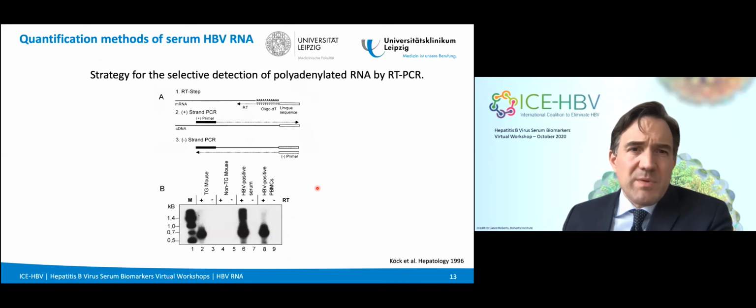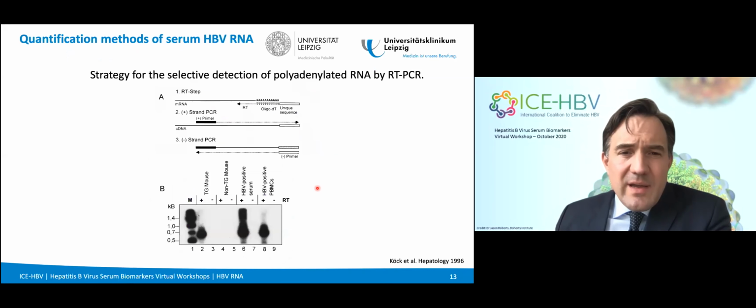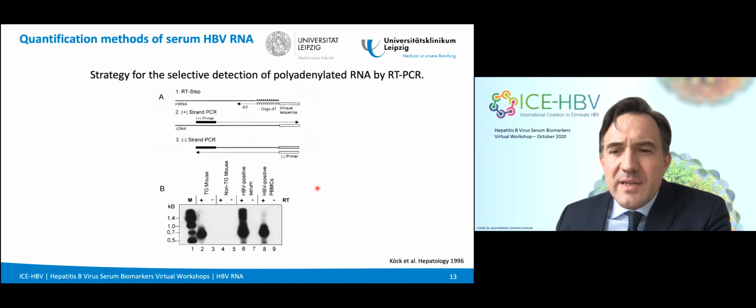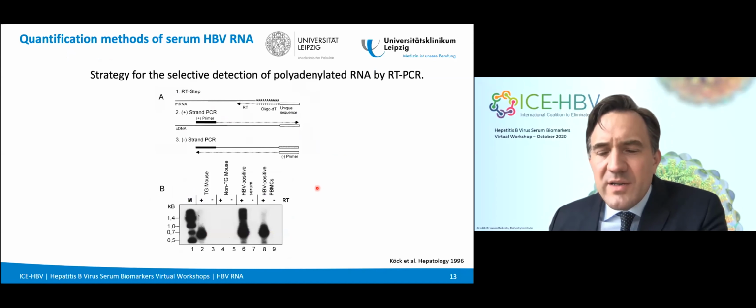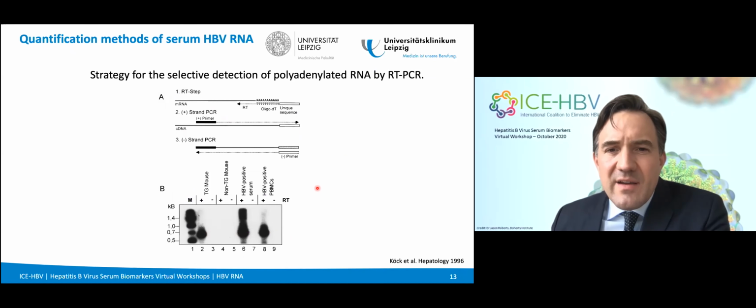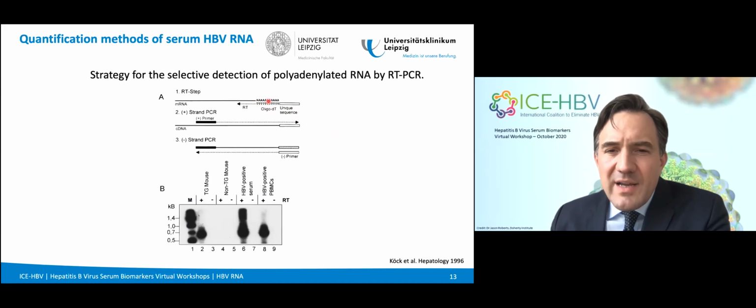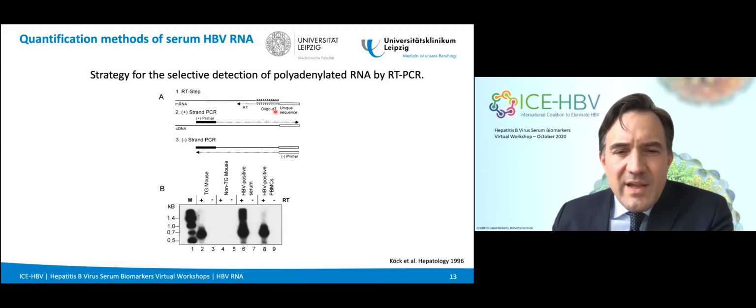How can HBV RNA in serum be measured? There are different strategies, and I'll show you one strategy that was the first to be published in 1996. This is by Kirk and colleagues, and they developed a RACE real-time PCR targeting the oligo-dT, the poly-A tail that all those messenger and the pregenomic RNA have. And I think this was a very smart approach.